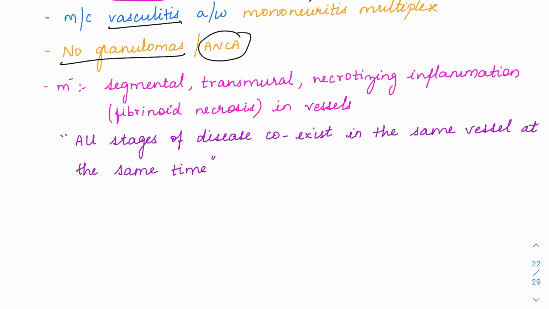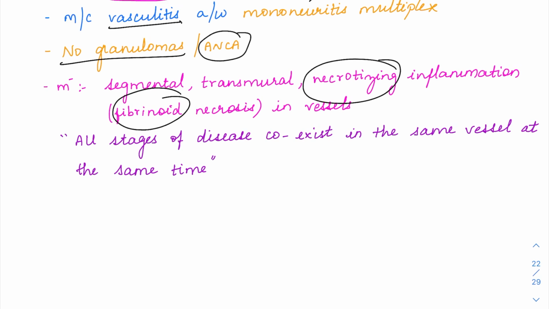And microscopically, if you see, there is going to be segmental, that is only part of the vessel is going to be affected, but transmural, that is the entire vessel wall will be affected, with necrotizing inflammation. Necrotizing is very important over here. So segmental, necrotizing, transmural inflammation. Any kind of necrotizing vasculitis is usually associated with fibrinoid necrosis. So this kind of inflammation will be present in the vessel wall.